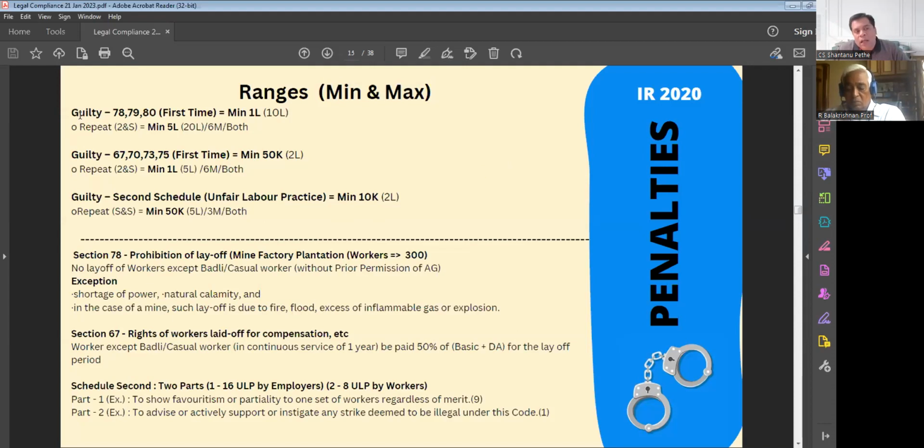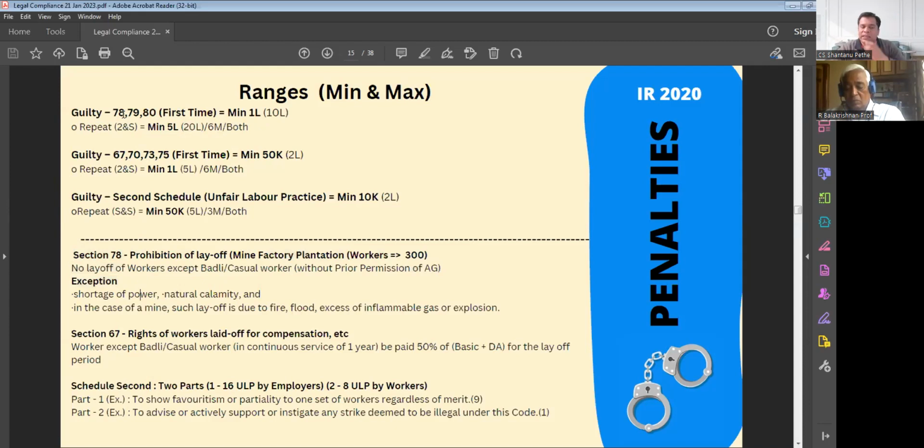So if any provision like 78, 79, 80 is violated for the first time, there will be a minimum of 1 lakh and a maximum of 10 lakh. These are the limits provided. And if you repeat, for a second and subsequent offense, it is a minimum of 5 lakh and it can go up to 20 lakh, or 6 months, or both. So this is the structure. Now, you may wonder, sir, what are 78, 79, 80? We cannot cover each and every section, but for your understanding, I just want to cover one section so you will be able to understand.